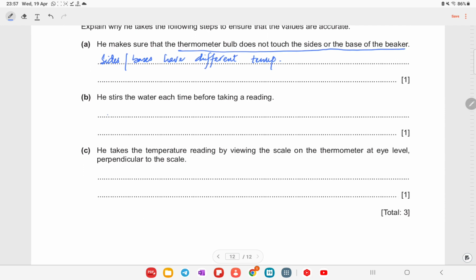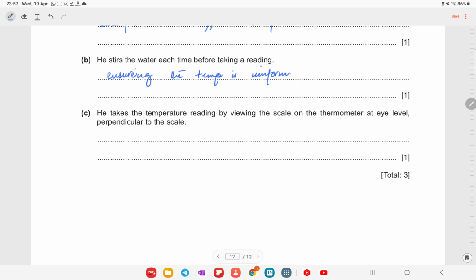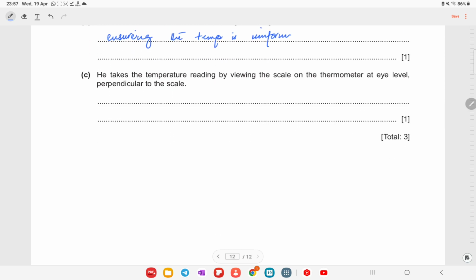He stirs the water each time before taking the reading. It's basically ensuring that the temperature is uniform. He takes the temperature reading by viewing the scale on the thermometer at eye level, perpendicular to the scale. Why is he doing this? Because he wants to avoid parallax error.